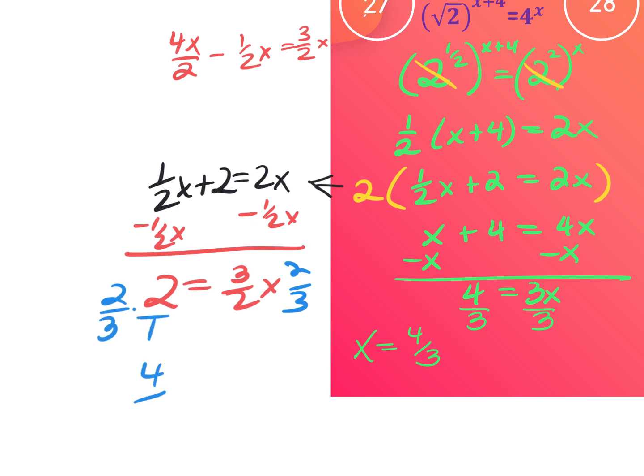And then I still get the same answer. So you can do it either way. I like to clear the fraction, and it makes it a little bit easier.